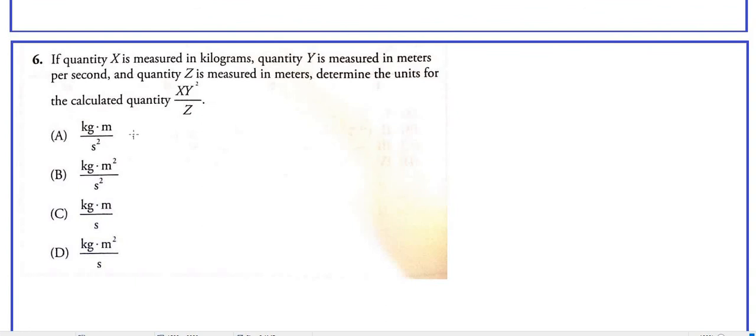Determine the units for the calculated quantity. So we're going to substitute the units here. We were given kilogram for X. For Y, we were given meter per second, squared, divided by Z, and Z is measured in meters.